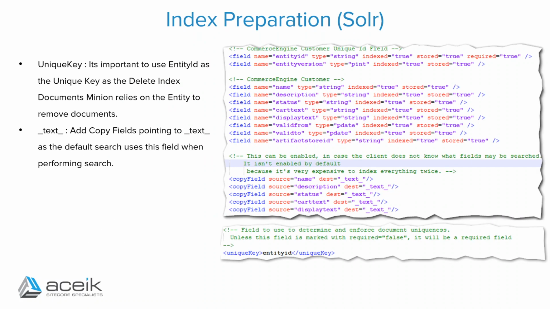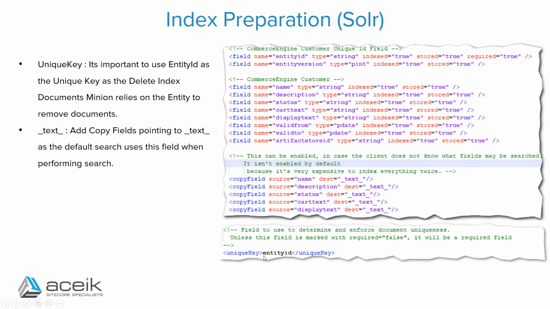Right, next thing. What do we need to do in Solr? If you're using Solr, you need to make sure that the schema is populated for your index. If you look here, it's important that the unique key is actually the entity ID. The entity ID is like a primary key in commerce, similar to the item ID in Sitecore. That's the unique key. So the entity ID is unique in commerce.